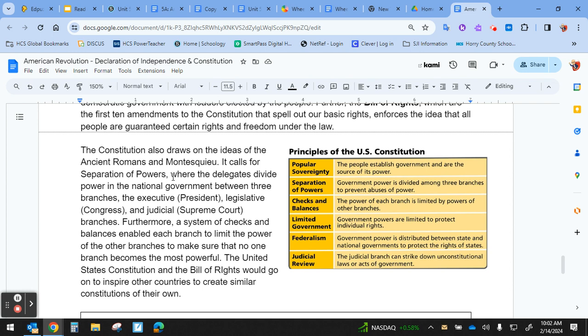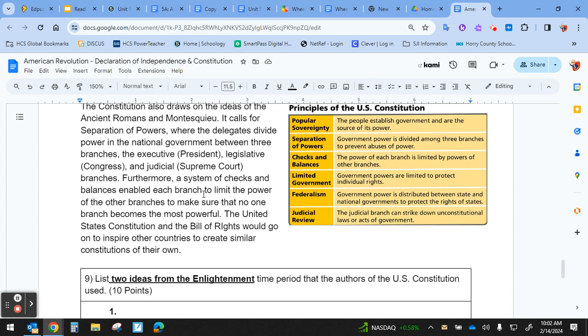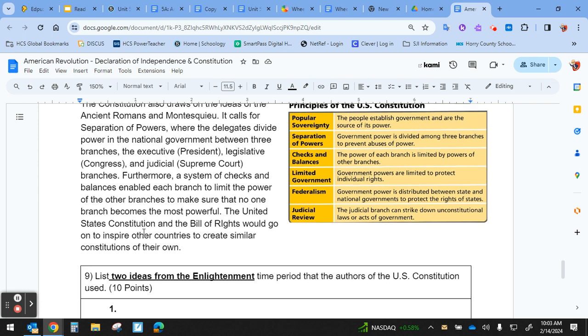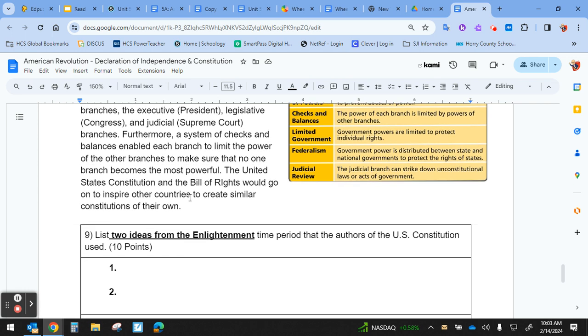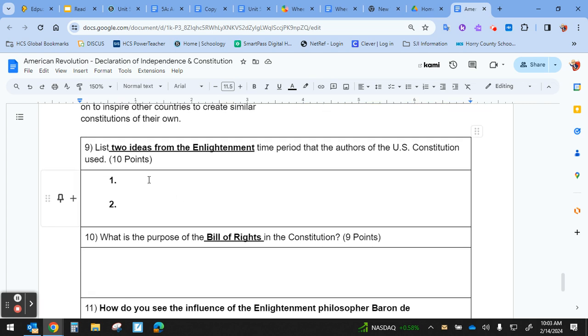It calls for the separation of powers, where the delegates divide power in the national government between the three branches: the executive branch, led by the president, the legislative branch, which is Congress, and the judicial branch, which is the Supreme Court. Furthermore, a system of checks and balances enabled each branch to limit or reduce the power of the other branches to make sure that no one branch becomes the most powerful. The United States Constitution and the Bill of Rights would go on to inspire other countries to create similar constitutions on their own.